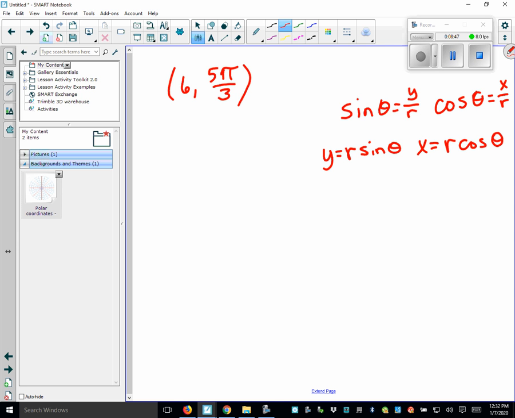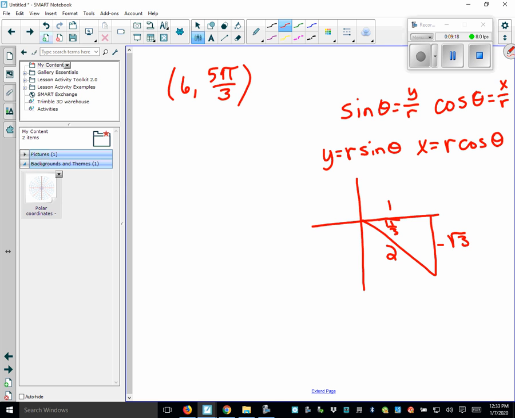5 pi over 3 is in what quadrant? Quadrant 4. Isn't it right here with the reference angle of pi over 3? So what is this opposite side? Negative radical 3. And what is the top? 1. And the hypotenuse is 2.